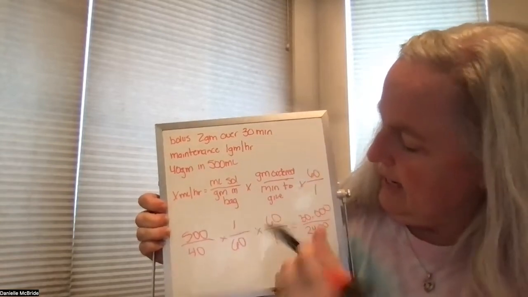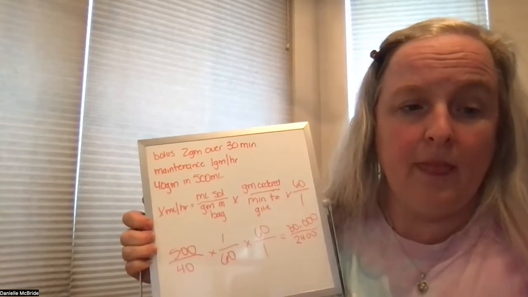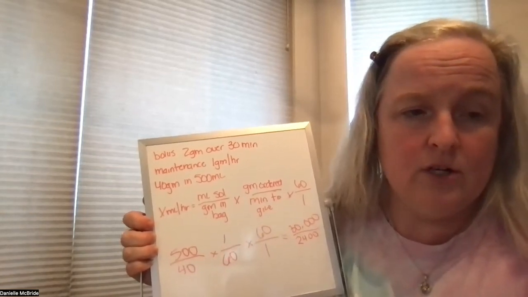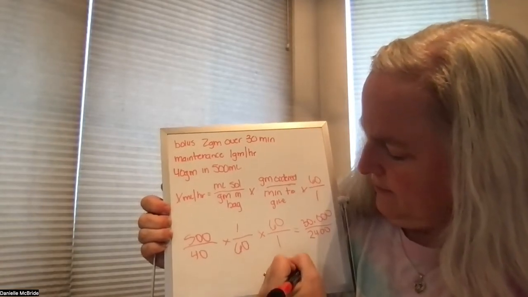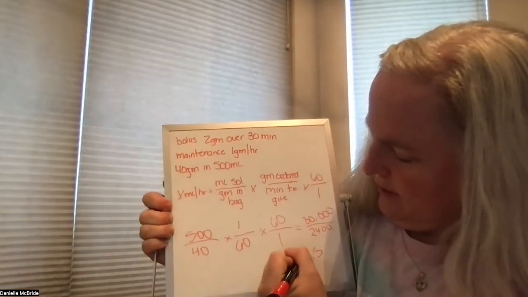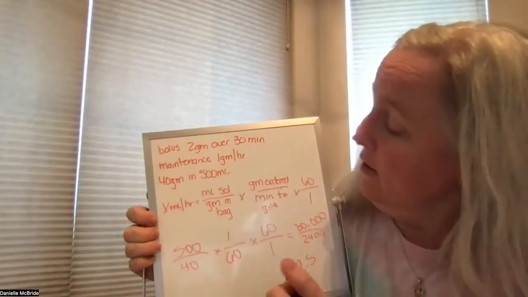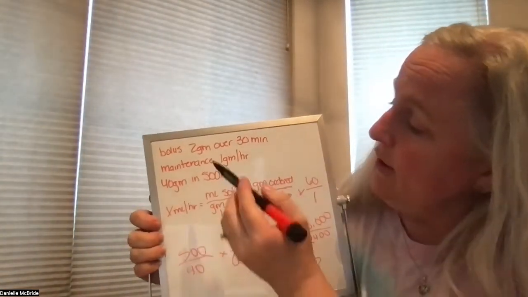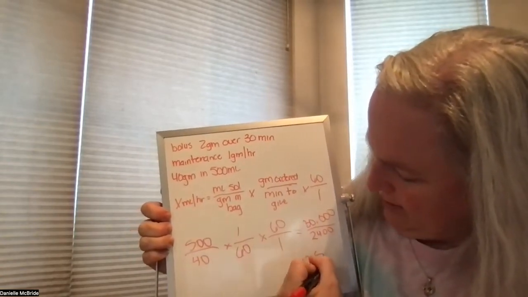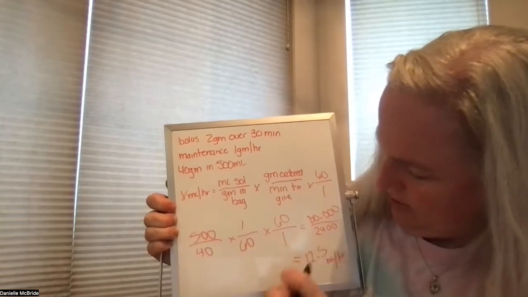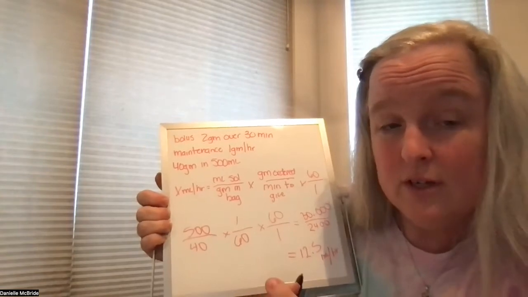So I'm going to divide 30,000 by 2,400, and I get 12.5. Now, unless it tells me to round, I'm not rounding. So 12.5 is my answer, and this is going to be milliliters per hour, which is what it wants to know. I don't have to adjust this because I'm not infusing it over 30 minutes. I'm infusing it over an hour.